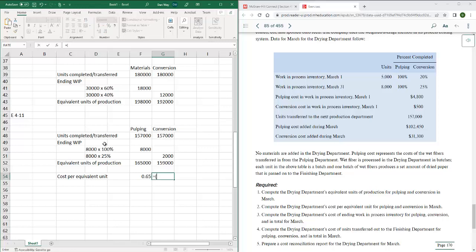Same idea with conversion here. We've got the conversion cost in beginning work in process, only $500. We added conversion costs during March of $31,300. So all of our conversion costs, beginning work in process plus what we added, divided by the equivalent units with respect to conversion. And there we are at a nice even 20 cents per equivalent unit.